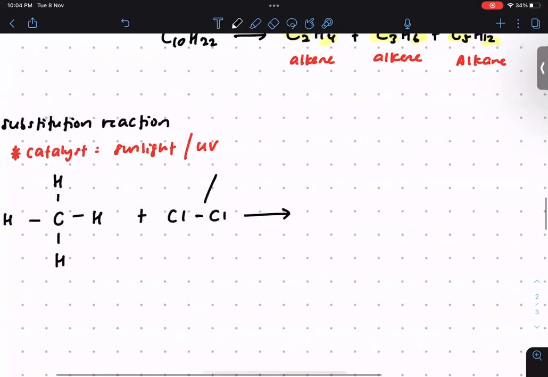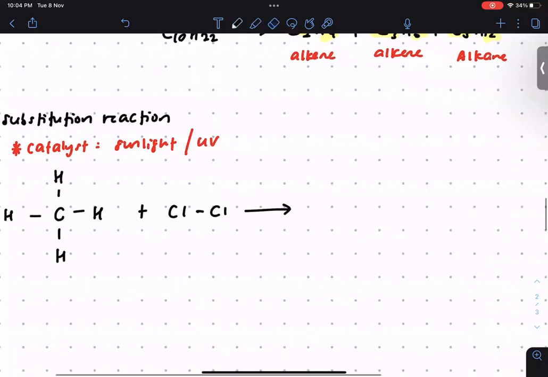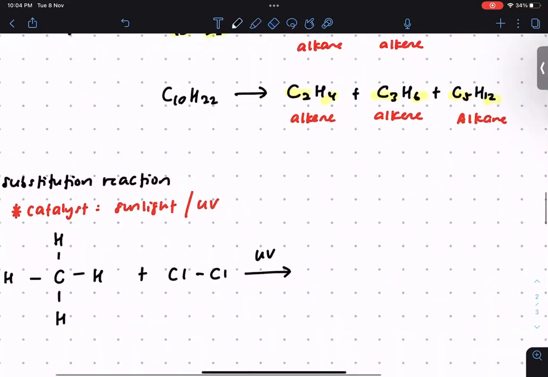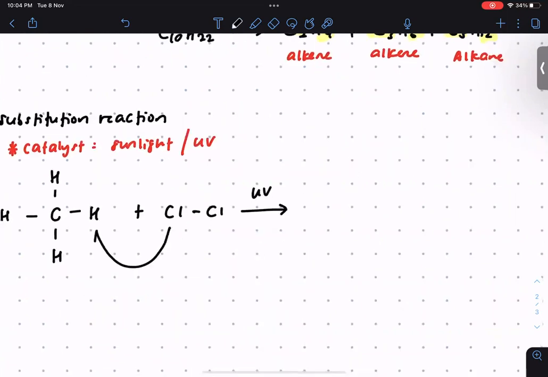So what happens is that the UV light will technically break the chemical bonds here. You'll break the chlorine-chlorine bond and produce free chlorine radicals. So after that, one of the chlorine will substitute the position of the hydrogen, and the other one will combine with the other chlorine radical to form hydrogen chloride.